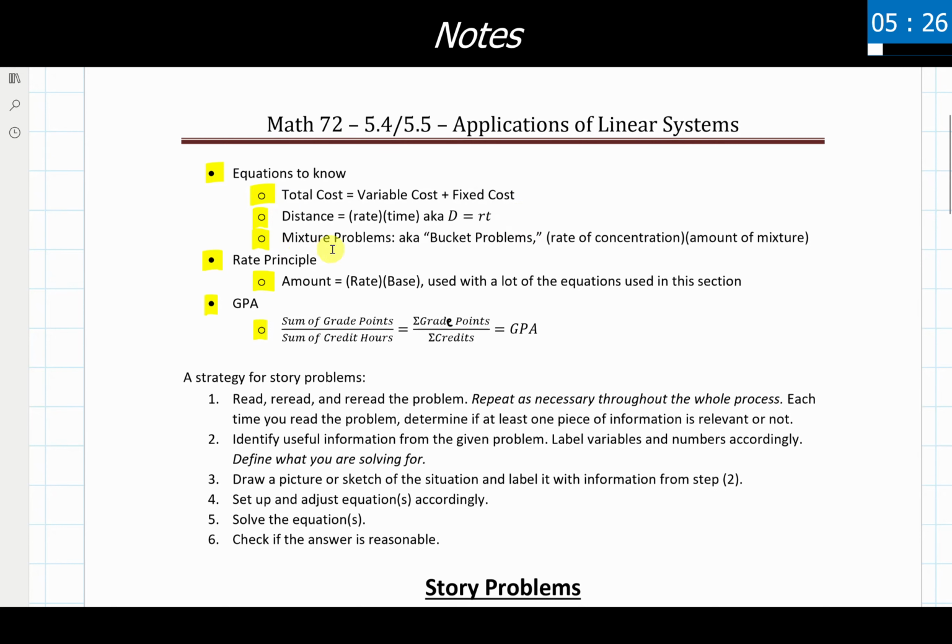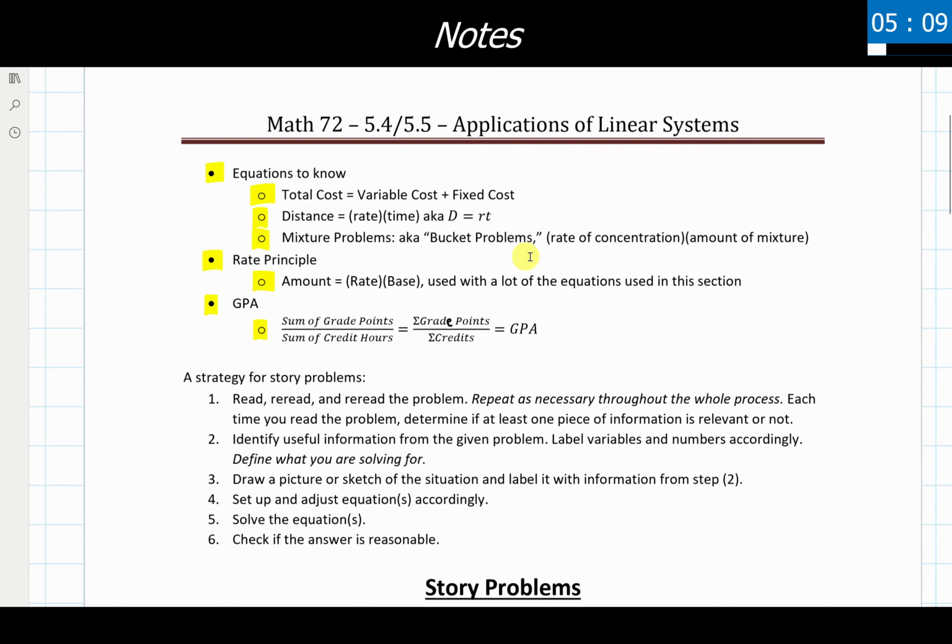Then we also have our mixture problems or bucket problems. These are the ones where I use buckets showing up quite a bit. A lot of this is review and material we covered in chapter 3, but we're just seeing it now with some new strategies to go through and solve these.